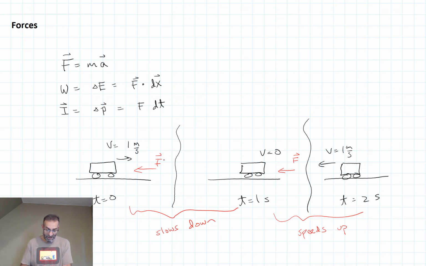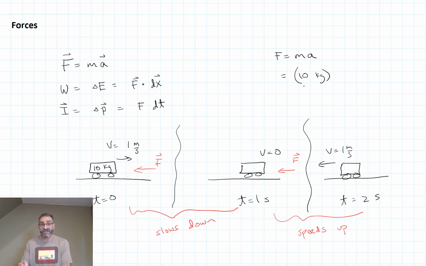But because its motion is changing, we know there's a force acting on it. And we can figure out what that force is using F equals ma. So the mass of our object, well, we'd have to know the mass of our object. Let's make it a 10 kilogram cart. And what's our acceleration here? Our object is moving at 1 meter per second, and then it's at 0 1 second later.